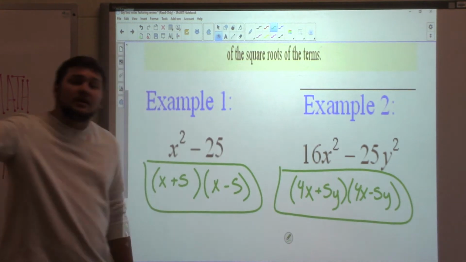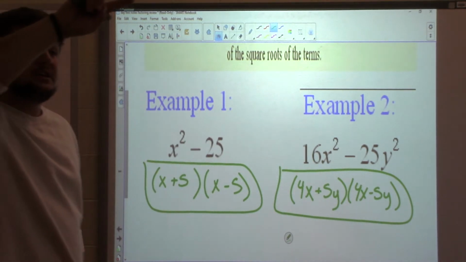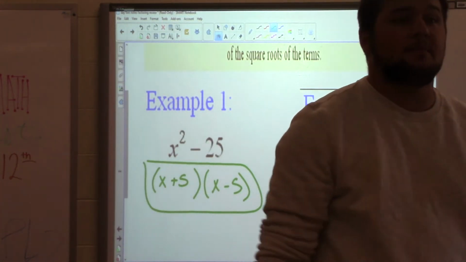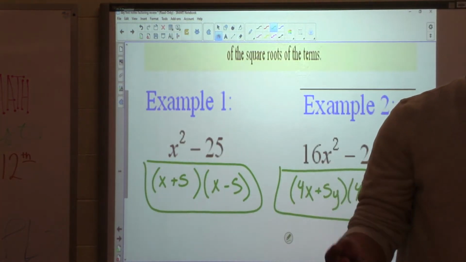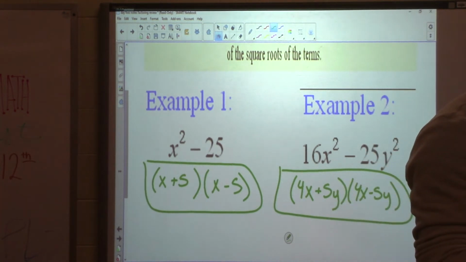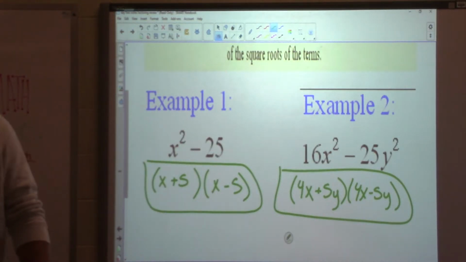So step 1, look to see if you can factor anything out of our problem. Step 2, see if it's a difference of perfect squares. If we get past that step and we still haven't factored it yet, that's when we're going to get into box method, guess and check, things like that. Okay? Any questions so far? Cool.